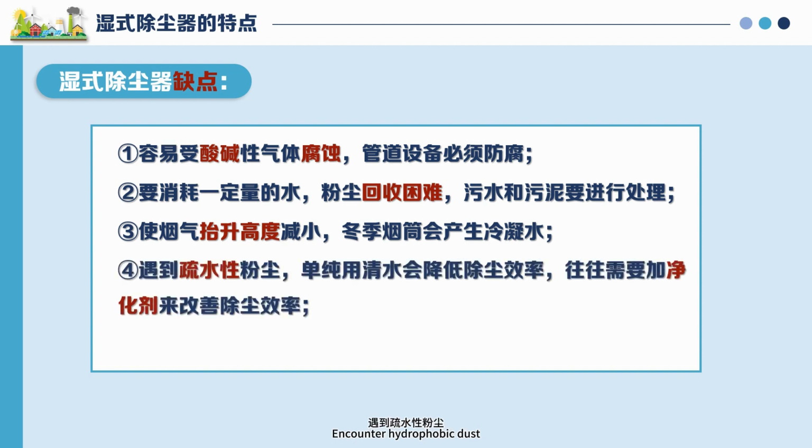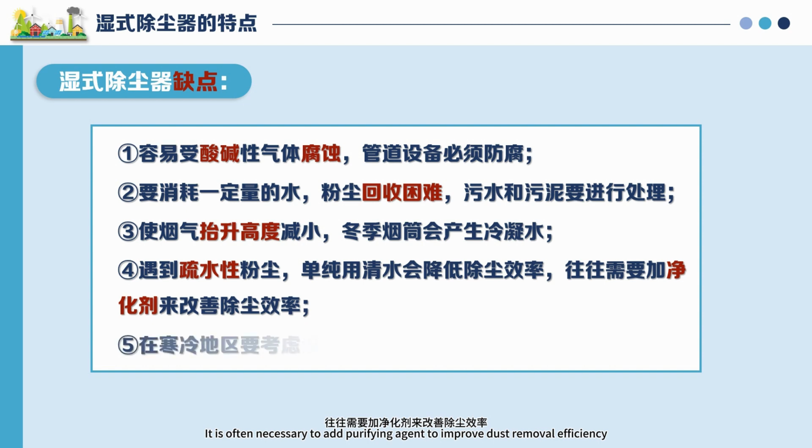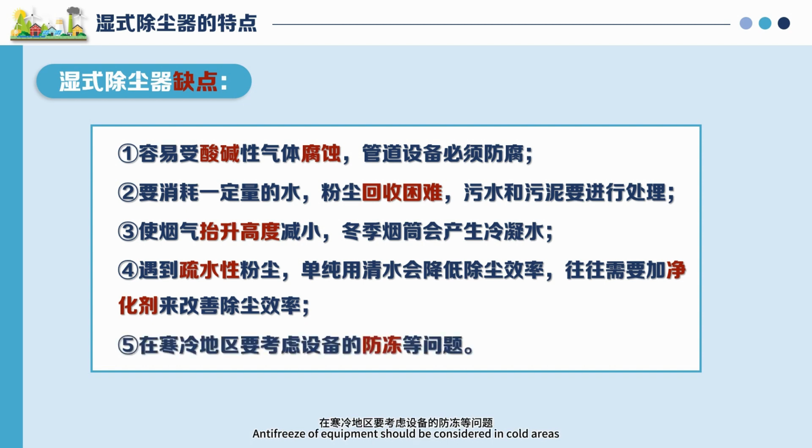When encountering hydrophobic dust, simple use of clear water will reduce dust removal efficiency. It is often necessary to add purifying agent to improve dust removal efficiency. Antifreeze of equipment should be considered in cold areas.